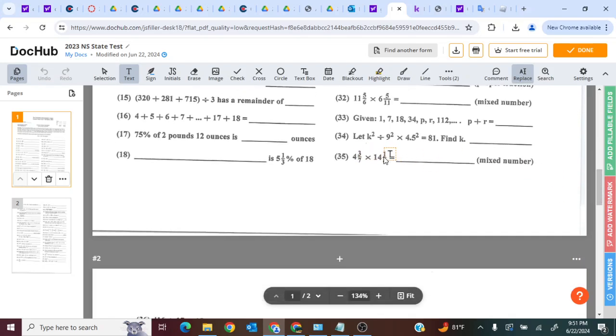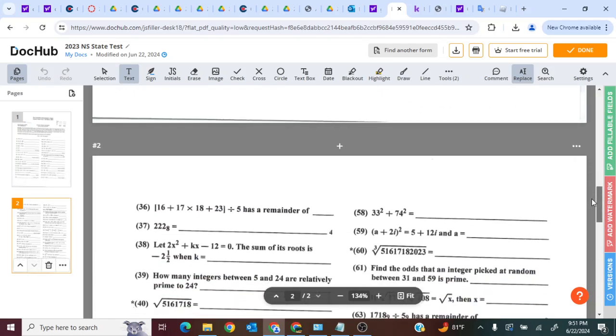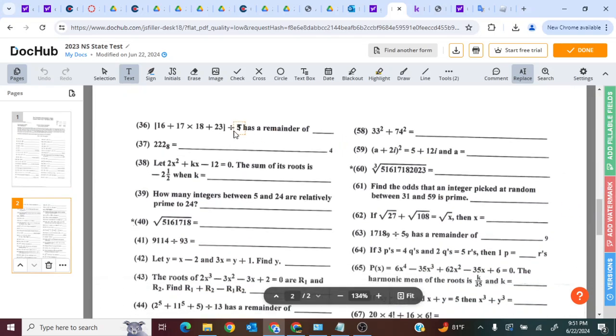4 times 8, 14 over 7 times 3, 4 over 4 times 1. Okay, and you get your whole number, and then you multiply your fractions again. 36, 16 plus 17 times 18 plus 23. Mod each of these by 5. 1, 2 times 3 is 6. 1 plus 1 plus 3.